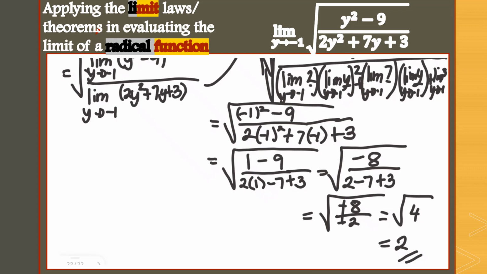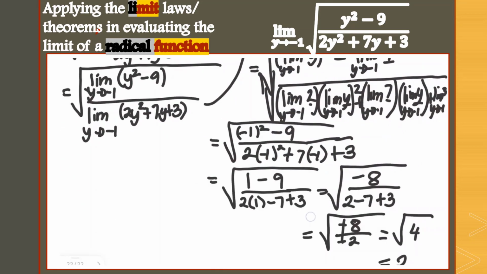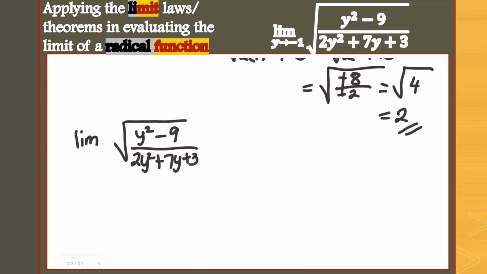But this is very long, as you can see. We can just simply use the method of direct substitution, since we already established the ideas of this when we discussed the limit theorems before. The limit of the square root of y squared minus 9 over 2y squared plus 7y plus 3 as y approaches negative 1.